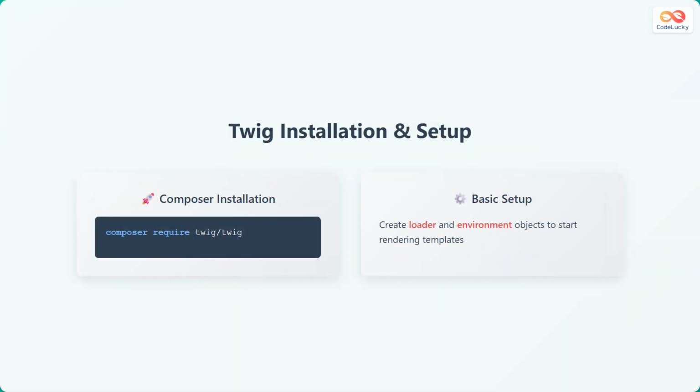To install Twig, use Composer with the command composer require twig/twig. For the basic setup, create loader and environment objects to begin rendering templates. This process initializes Twig for use in your project.